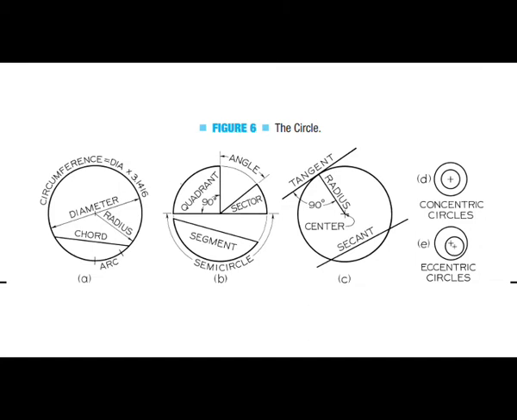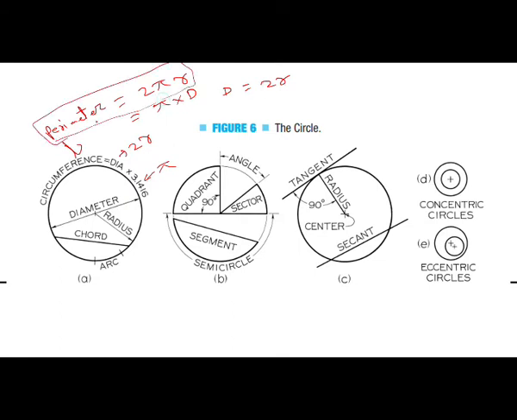Now circles. The circumference is equal to diameter times pi, where pi is 3.1416, and diameter is 2r. The circumference is also called the perimeter. These are the basics: perimeter is equal to 2 pi r or pi into d, because diameter is equal to 2r, where r is the radius. If you want to find the perimeter or circumference of any circle, you must know the radius or diameter, and using this formula we can find the circumference.